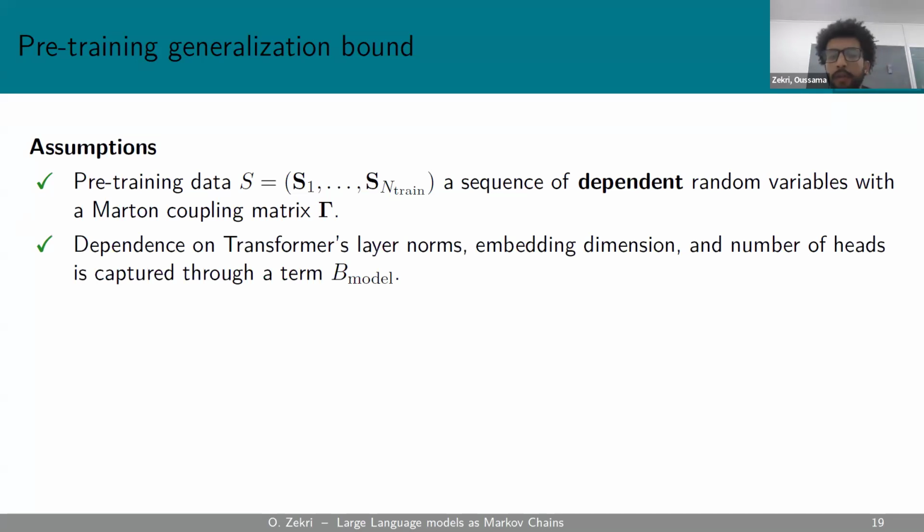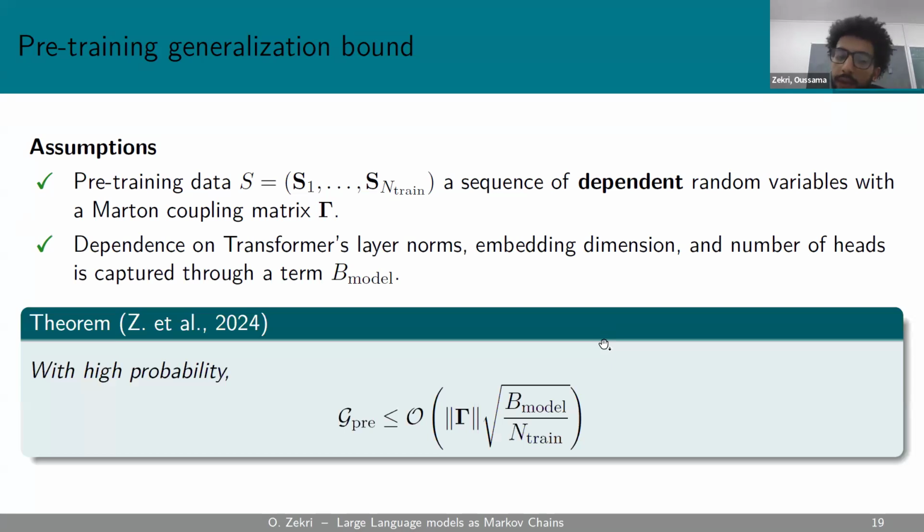So embedding dimension, number of heads, transformer layer norms, etc. And by making this assumption, you can derive this kind of generalization bound. So with high probability, you have something like this. The norm of the coupling matrix is just 1 in the case of independent random variables, but when the variables are really correlated, this number can increase.